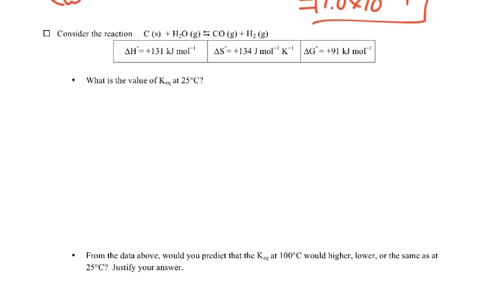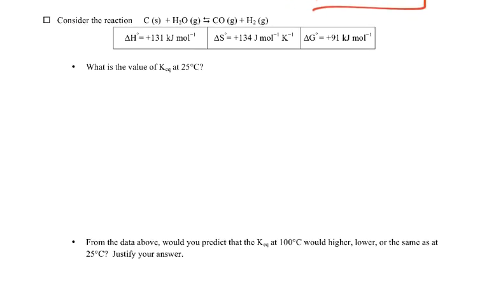Okay, the second part says, well, consider a different reaction. Okay, carbon and water turning into CO and H2. And we have the delta H, delta S, and delta G. So what is the value of KEQ at 25 degrees? Well, we know the delta G, so we can do exactly the same kind of problem we just did before. So we'll do that in a moment. So I'll write it out and then you can see it.